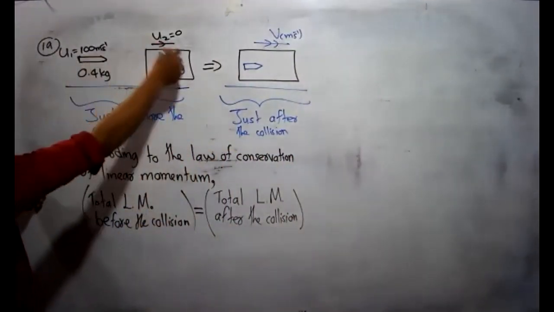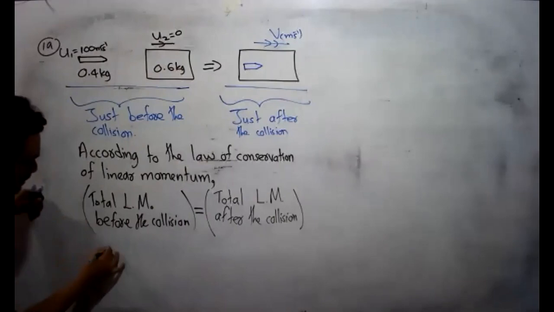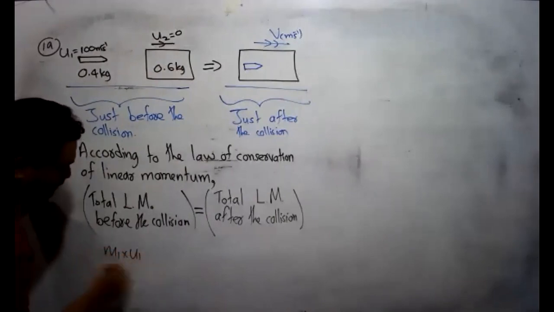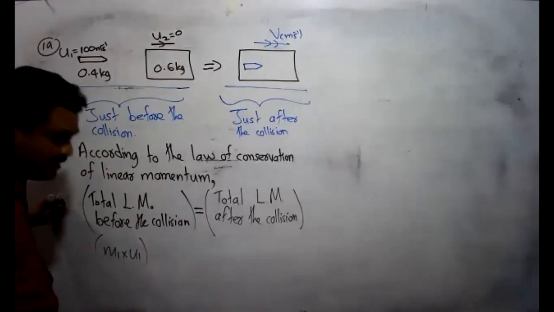Right. The total linear momentum before the collision is m1 into u1. The product of mass and velocity is the linear momentum.